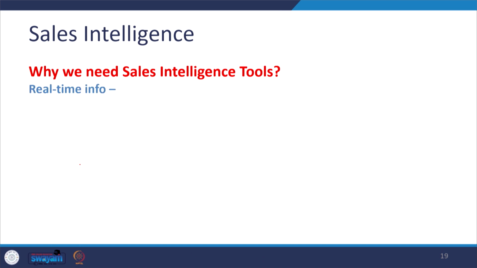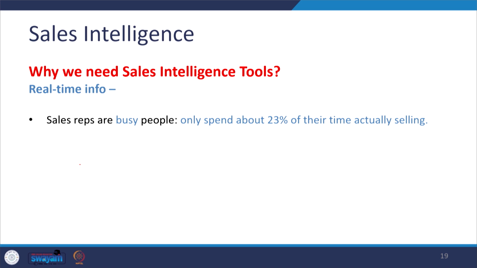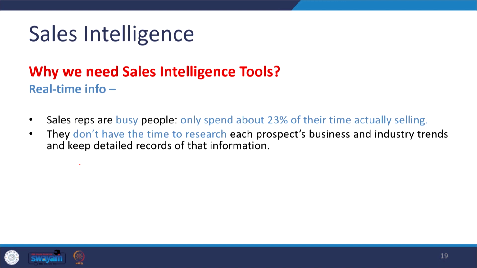Coming to the next benefit, we can get real-time information, which is very important. Sales representatives are busy people, so they can only spend about 23% of their time actually selling. The rest of the time they are just researching their prospects. They don't have the time to research and prospect business and industry trends and keep detailed records of that information. So, there has to be something or someone to give them that ready-made information.